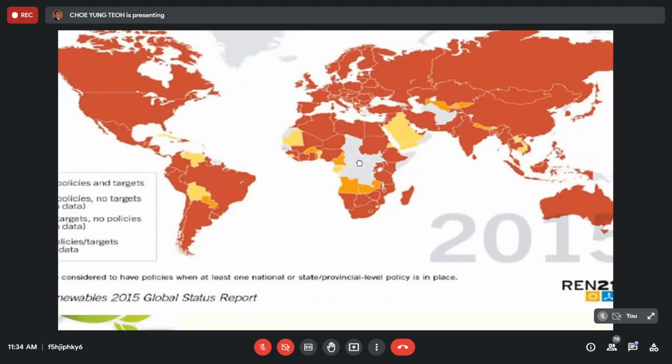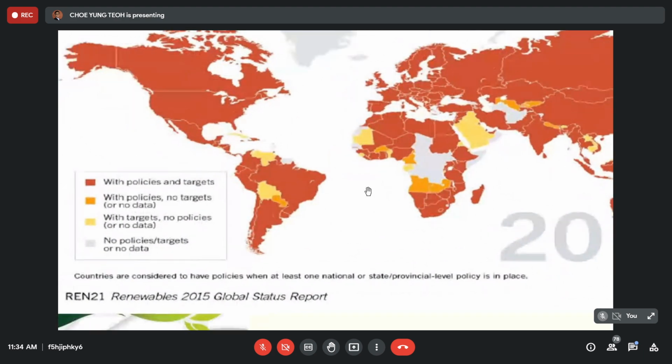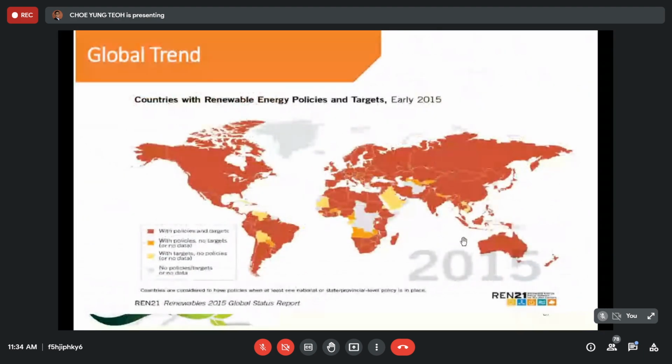In the middle, you can see that there's no target, no policy. So you have no food, but do you quite care about the environment? Correct. But you can see that most of the countries already have the target and policy. So it seems like we're moving on the correct path.